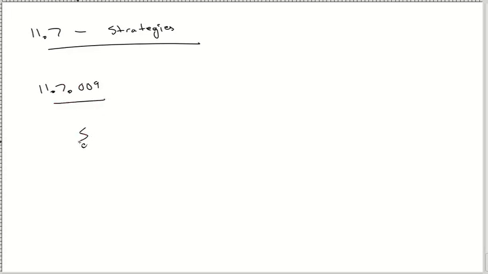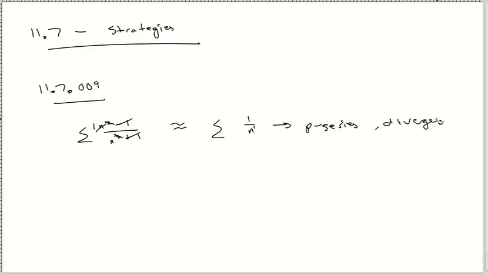11.7.009. We have the summation of n squared minus 1 over n cubed plus 1. And they say converge or diverge. Well, this is something similar to 1 over n. Basically, the 1's go away. You can cancel to make a 1 power down there, and so 1 over n. Well, this is a p-series, and because it's a 1 power, it actually is going to diverge. It's the very last one that diverges. Okay.